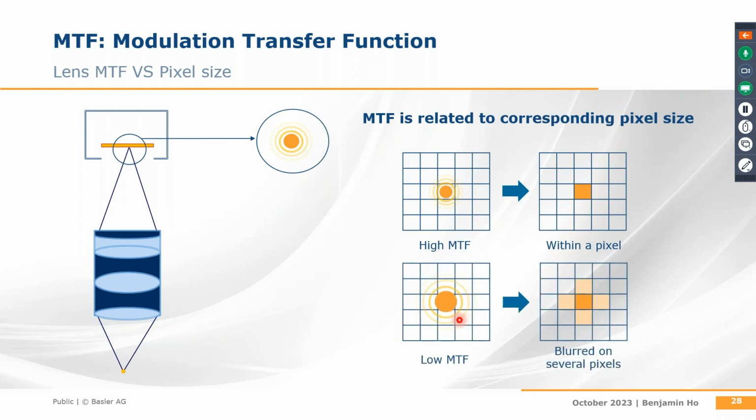Meanwhile, if the lens MTF shows poor contrast transfer at a certain spatial frequency, then no matter how small the pixels are, they won't be able to capture those details accurately because the lens itself is limiting the contrast at those frequencies. This is why it is essential to have an appropriate match between the lens MTF and pixel size.